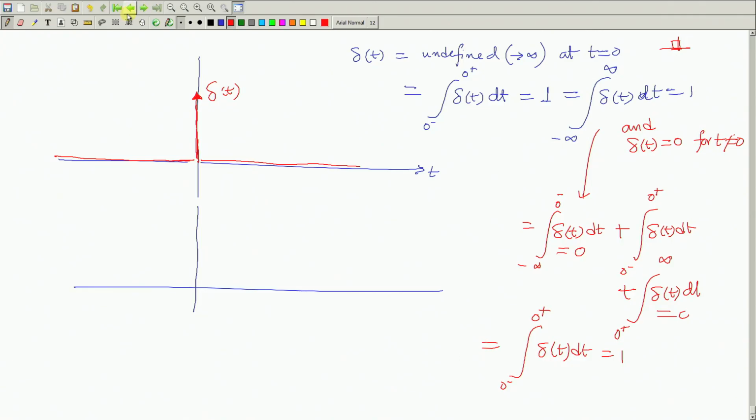Now, let us see the shifted version of delta(t). Suppose I say sketch delta(t minus 2). So, delta(t minus 2) will be, this is suppose t equal to 2. So, the impulse will be sitting at t equal to 2. Elsewhere it will be 0. So, the impulse is occurring at t equal to 2.